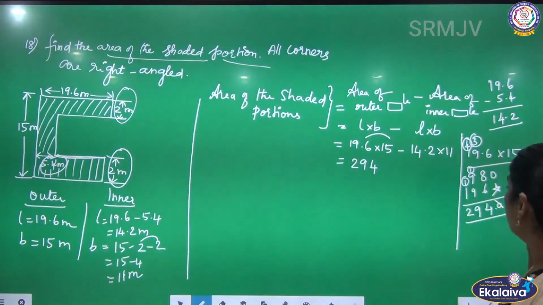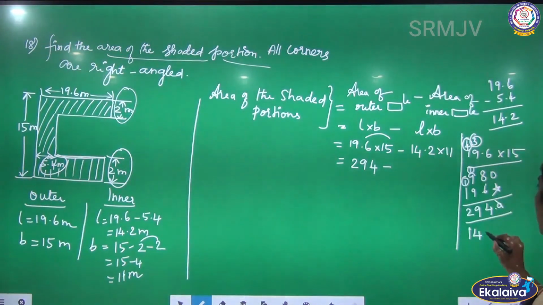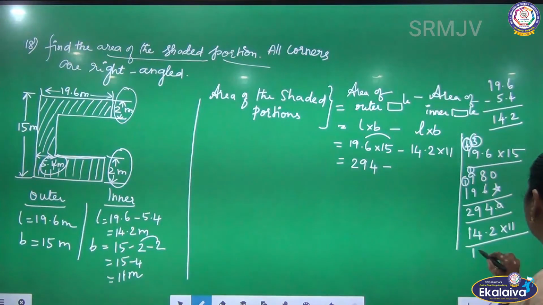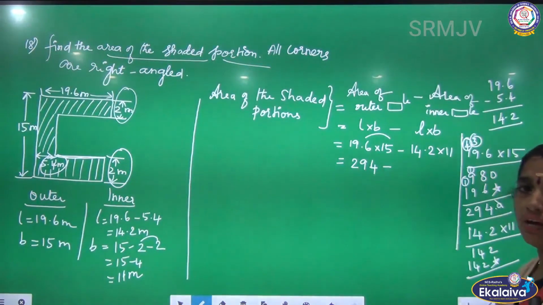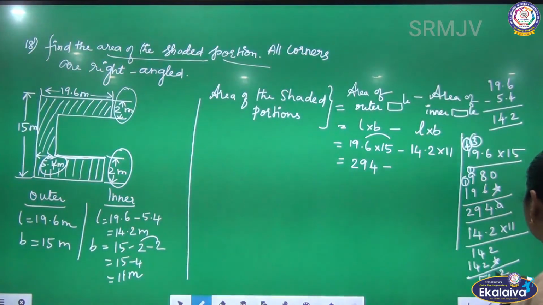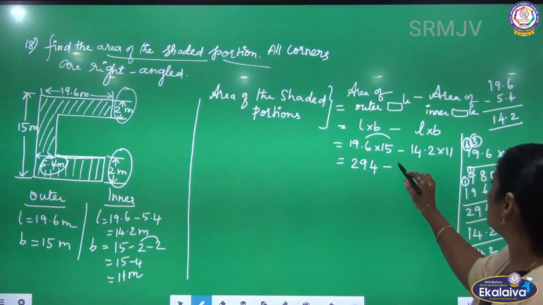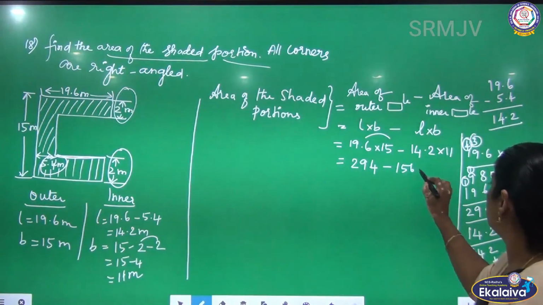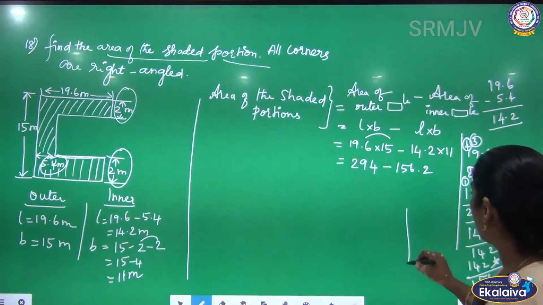Okay, 294 minus. Now I am going to multiply 14.2 into 11. Listen, 142, again what is that? 142, because you are multiplying by one table as well as in the down one table. 2, 6, 5, 1. One digit after you have to keep the decimal. So what is your answer? 156.2. Okay. Now I am going to subtract this.